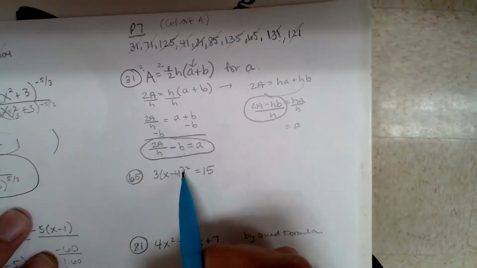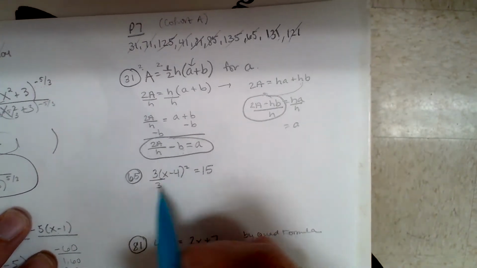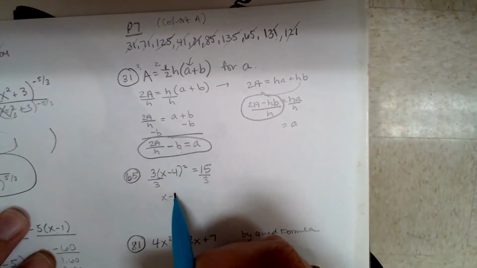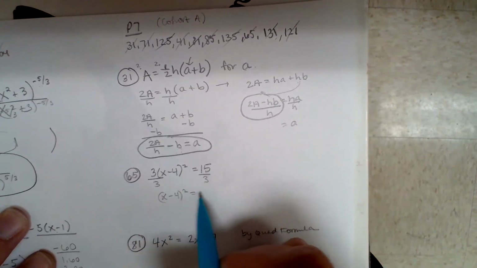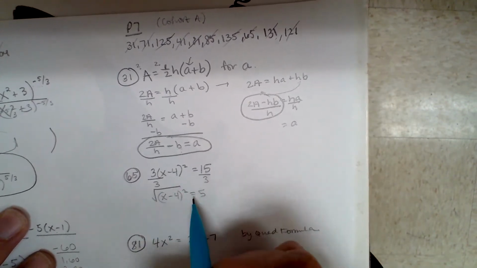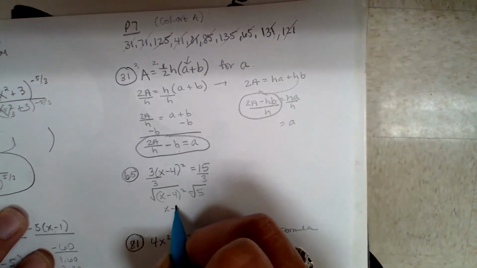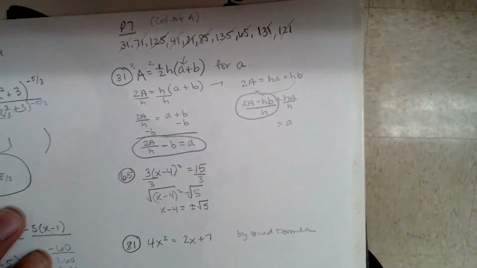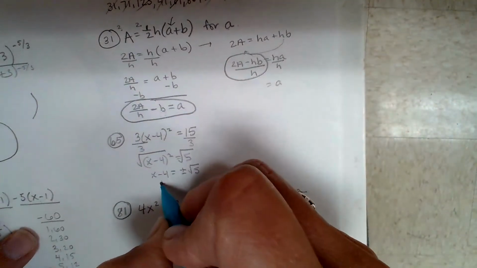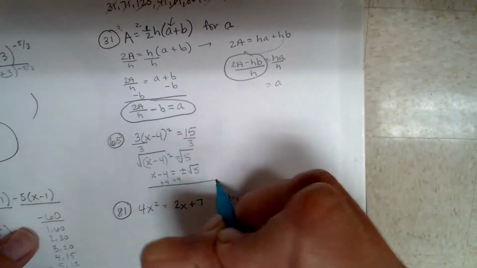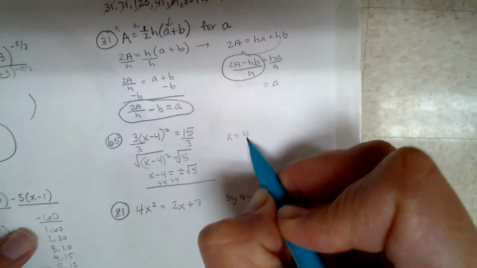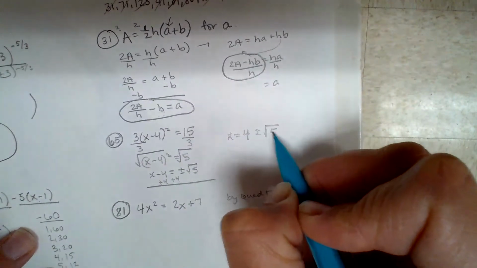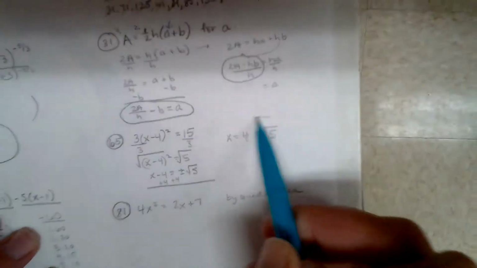65, solving a quadratic by square root. You've got to isolate the squared part first. So divide by 3. Square root both sides. And then x minus 4 equals plus or minus root 5, anytime you're square rooting both sides. And then add 4 to both sides. And just so it's the format we're familiar with, I put that 4 out in front of the plus minus symbol. 4 plus or minus root 5.